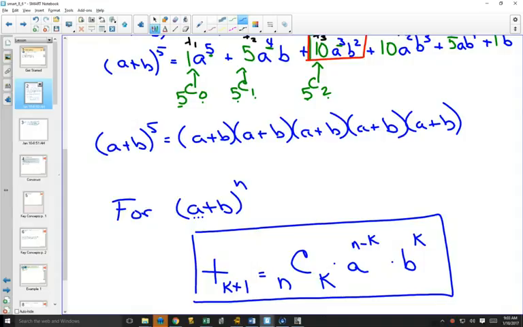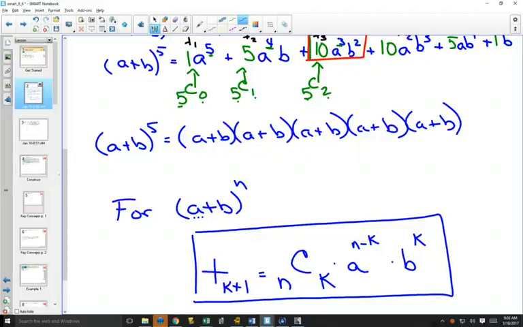What's nice about it is you can quickly find, faster than we probably could before, the 7th term if you had a plus b to the 15. Can you imagine multiplying that all out by hand, combining all your like terms, and then figuring out what the 7th one is? And this gets it to you right away.